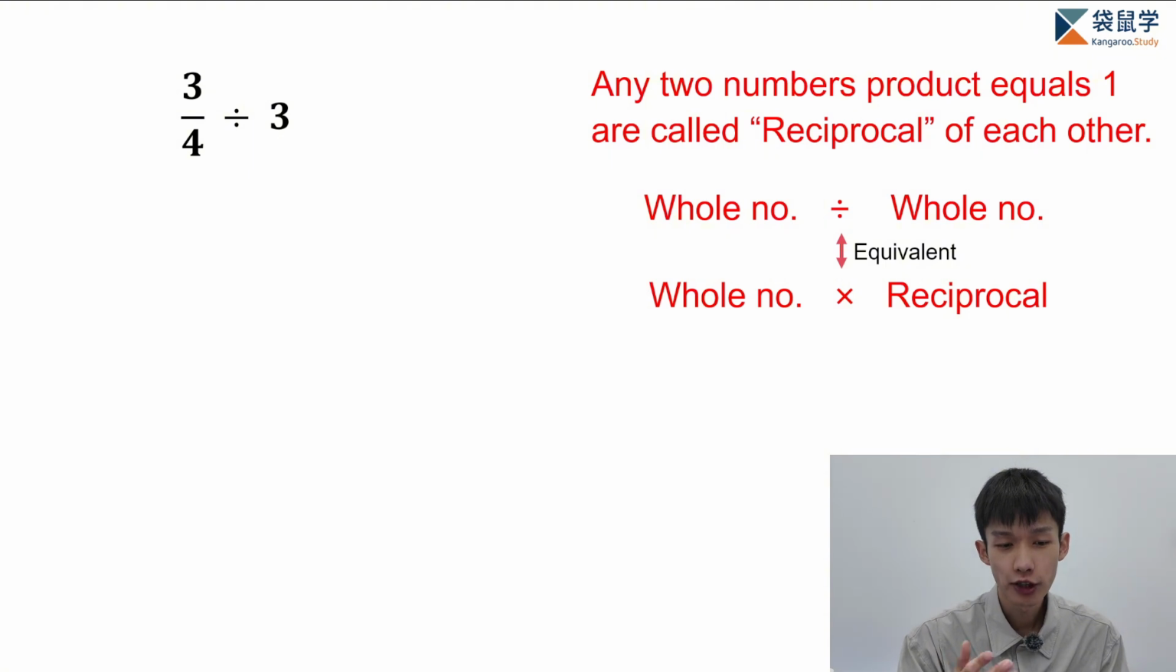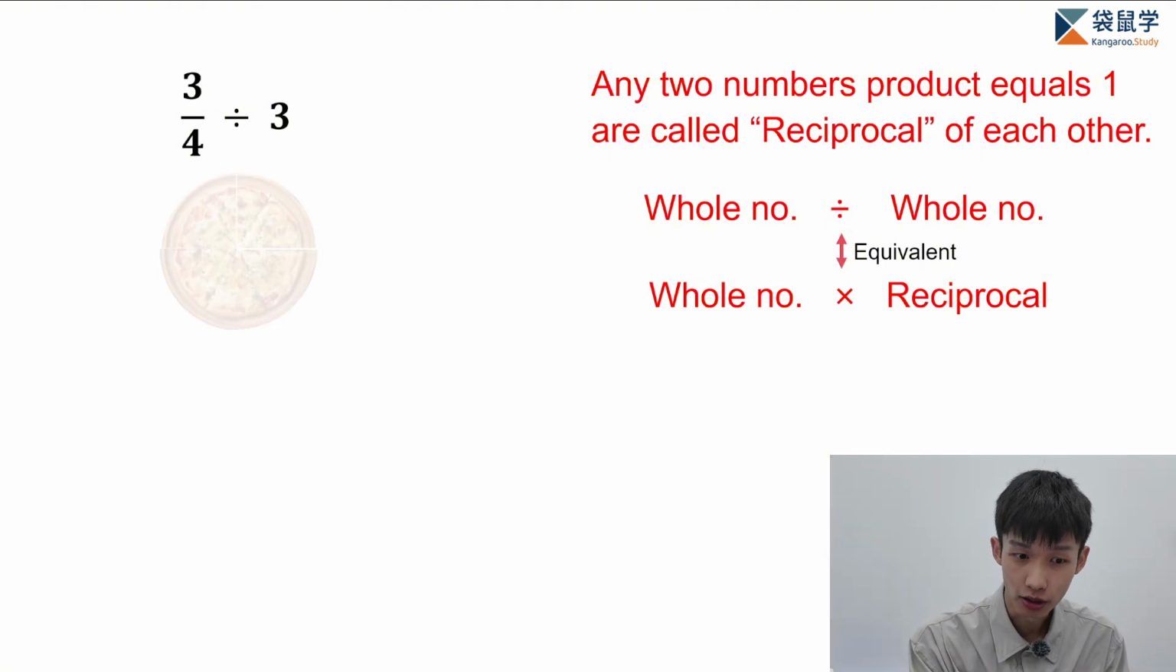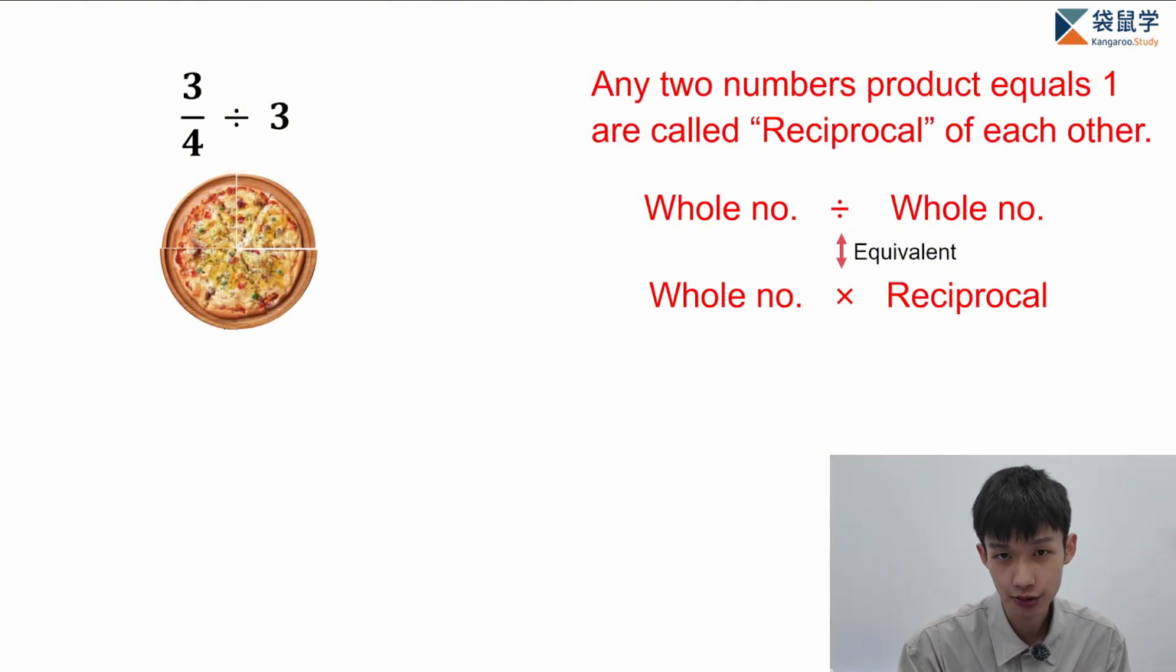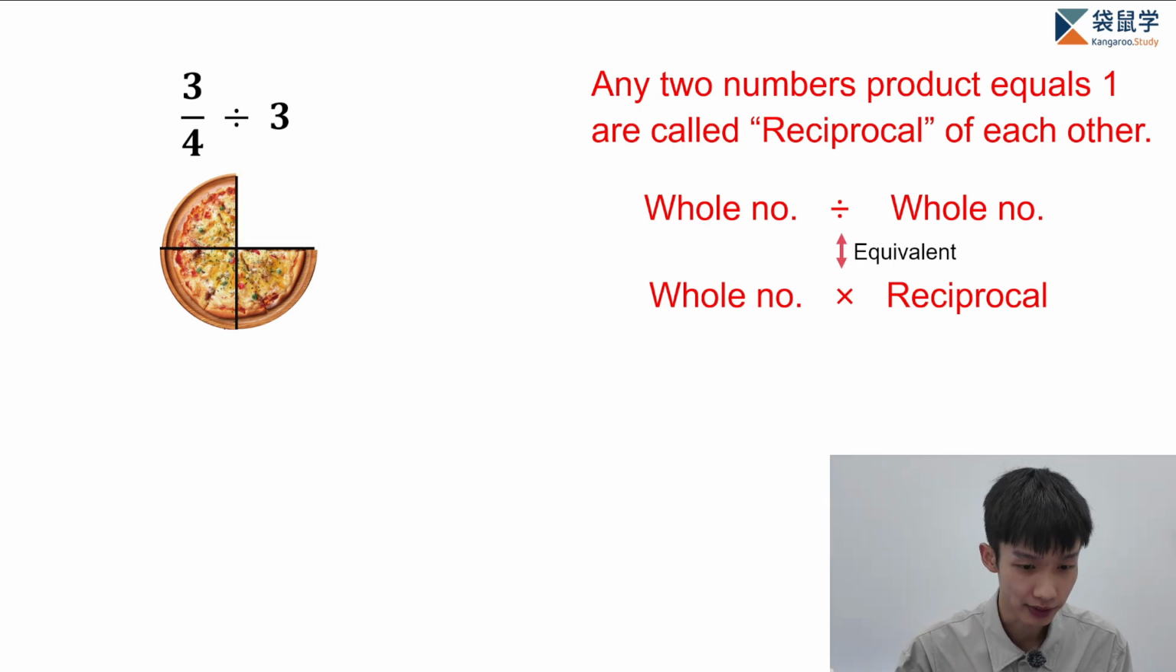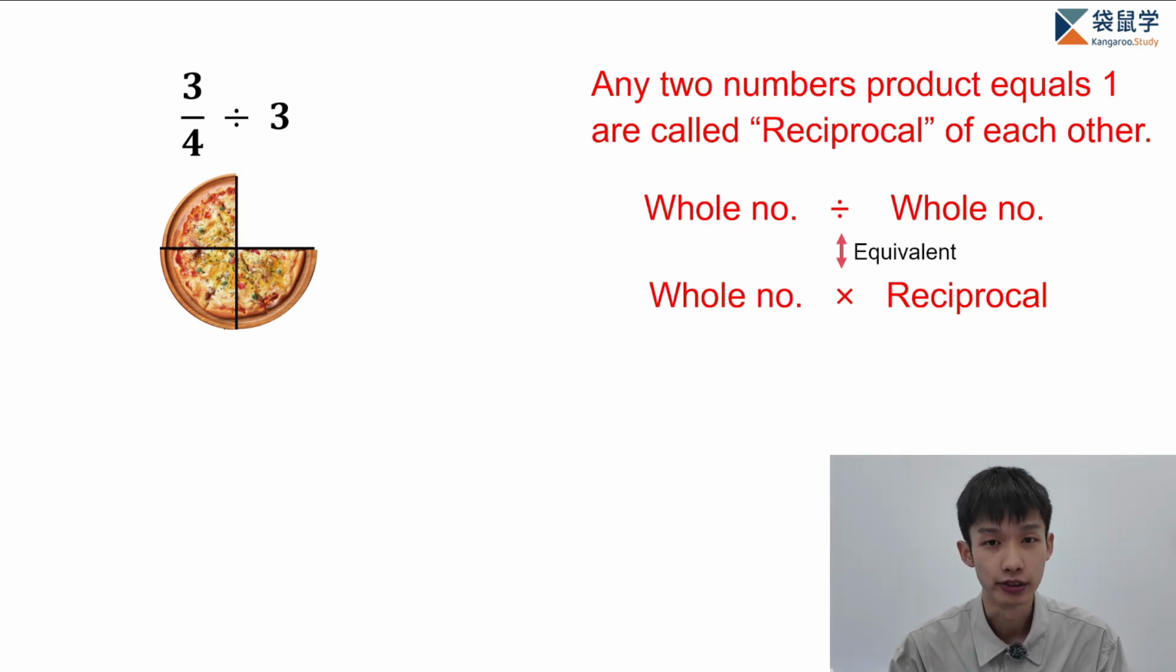Now, let's show it by using a model. The 3 over 4, we can use a pizza to represent. But it's not a whole pizza. 3 over 4, we need to cut into 4, and we take only 3 of it. That is 3 over 4.